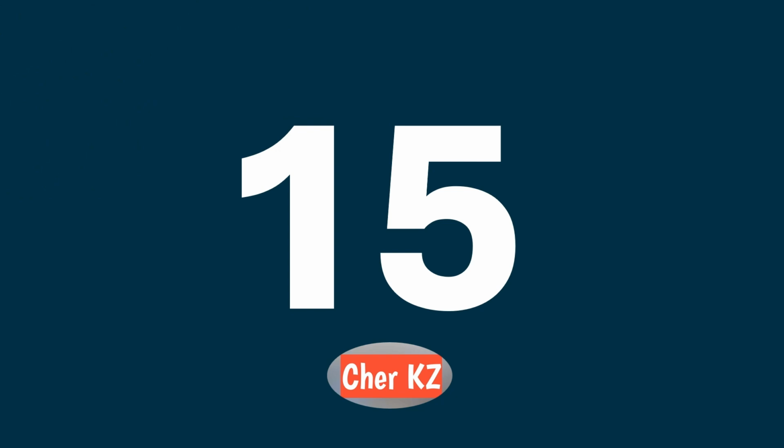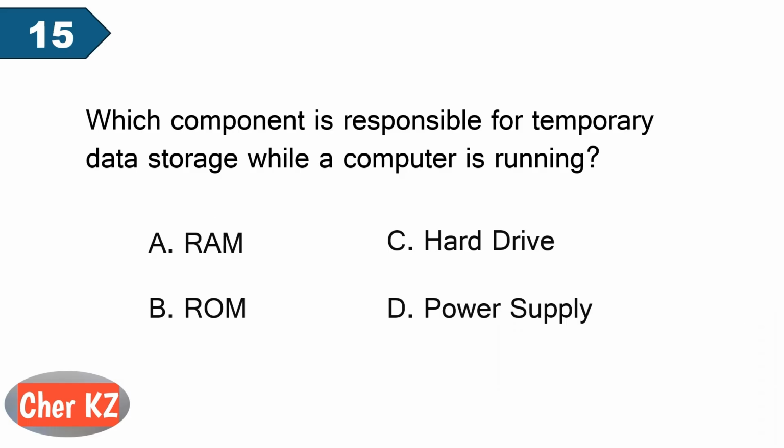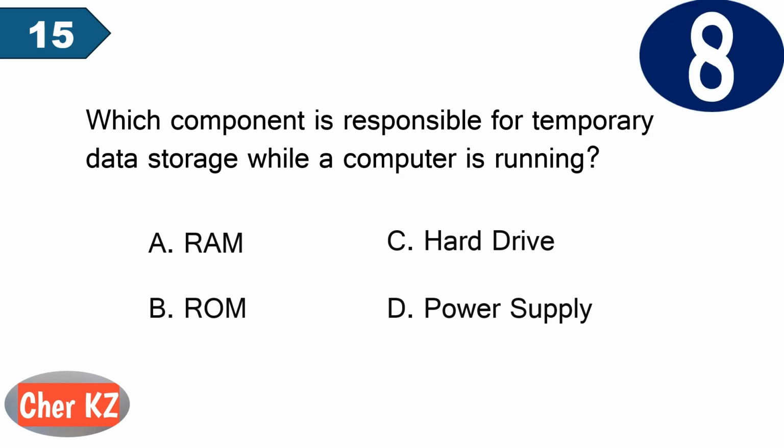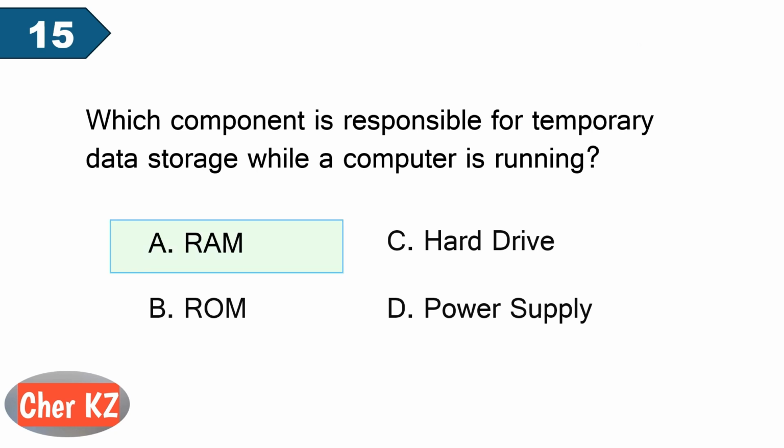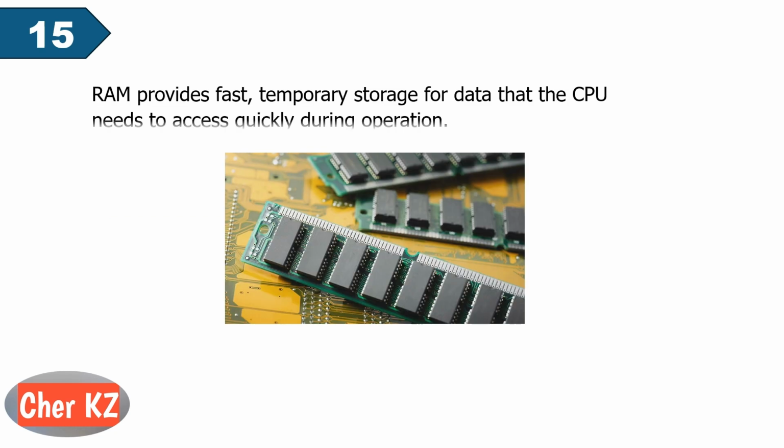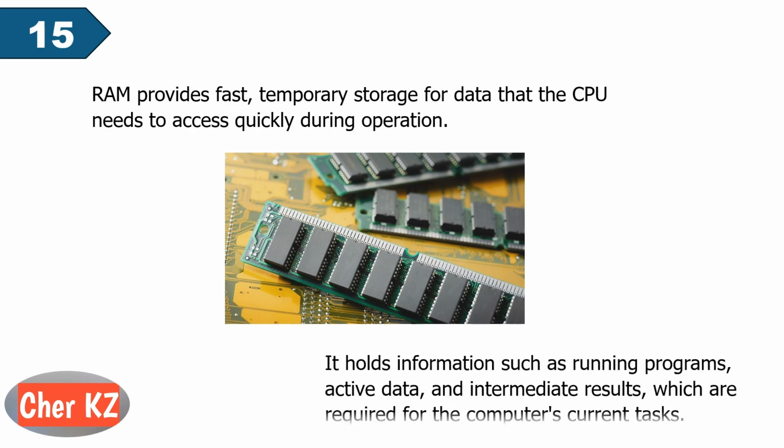Question number 15. Which component is responsible for temporary data storage while a computer is running? The correct answer is letter A, RAM. RAM provides fast, temporary storage for data that the CPU needs to access quickly during operation. It holds information such as running programs, active data, and intermediate results, which are required for the computer's current tasks.